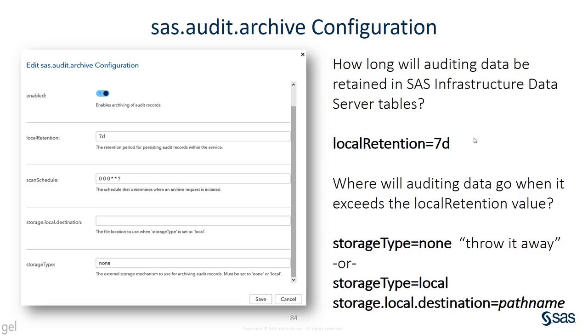So you can set storage type to local and specify a location, so those aged records will then go into a file where you can maintain them, archive them off for posterity and further research, perhaps. But by default, we just get rid of old records. We assume that you don't want them. Questions there?